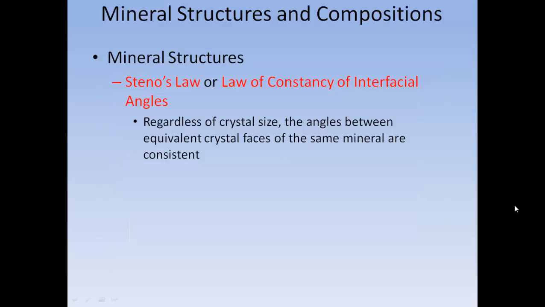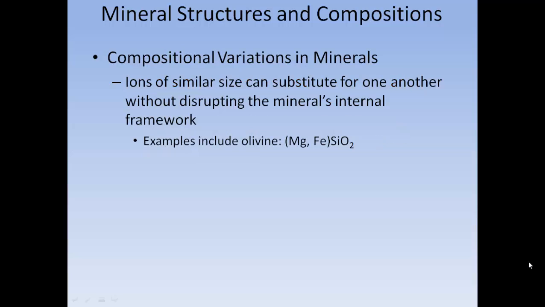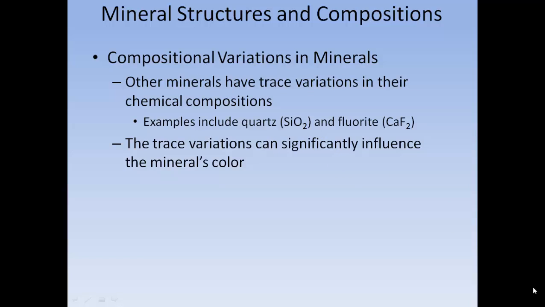Mineral structures, Steno's law, or law of consistency of interfacial angles, regardless of the crystal size. The angles between equivalent crystal faces of the same mineral are always the same. Okay, that helps get us those different degrees, angles. Compositional variations of minerals. Ions of similar size can substitute for one another without disrupting the mineral's internal framework. Okay, so there's a mineral called olivine. Okay, and it's formed out of the silicon oxygen tetrahedra plus an iron or plus a magnesium, as these will swap out between each other kind of randomly, but it still is olivine.